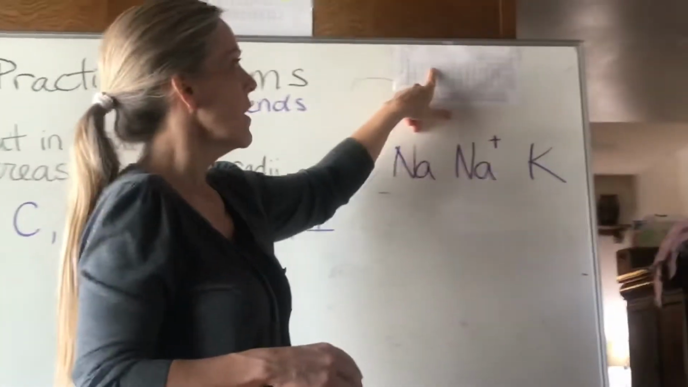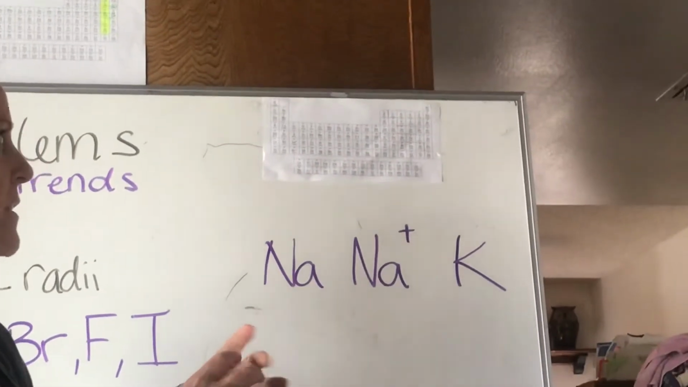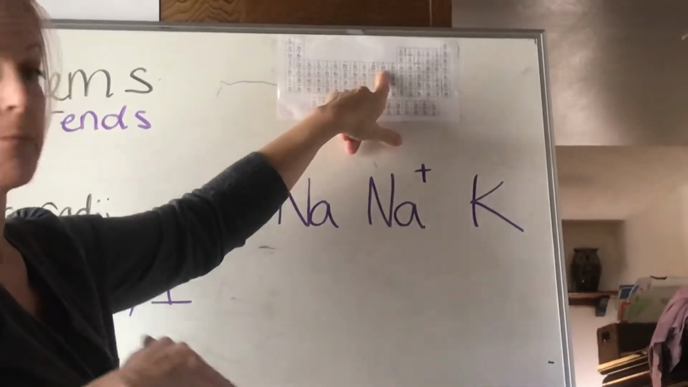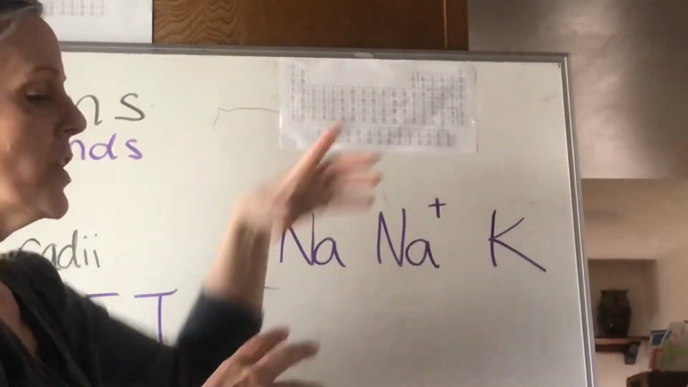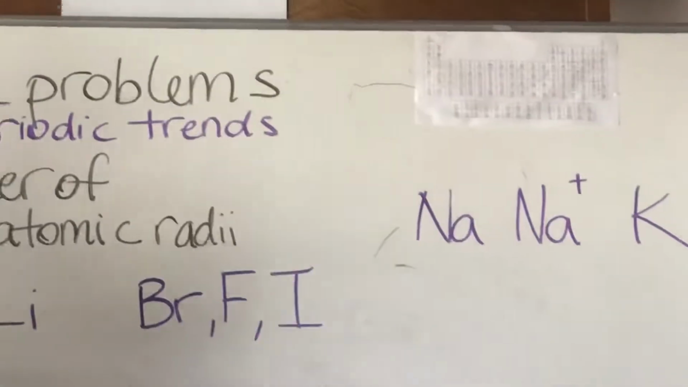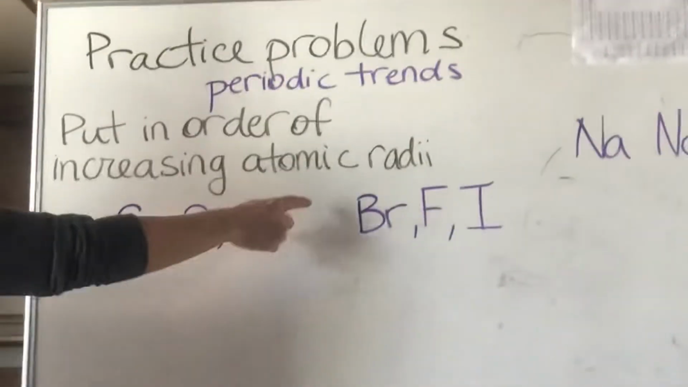As we went across a row, it actually contracted the radius because of the increase in protons, but the same shell of electrons. So greater positive charge in the nucleus, same shell, so pulled in. So let's look at what the elements are that we're going to get the atomic radii trend of.